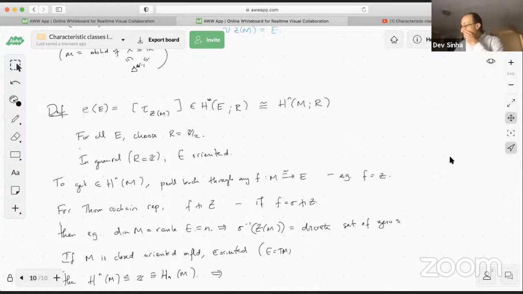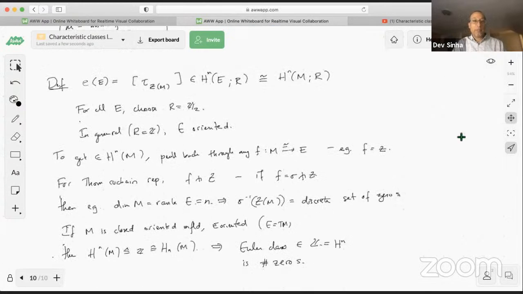So the cohomology class, so the Euler class, is an integer in Z, which is H^N(M), is given by the number of zeros. So that's what we discussed before.